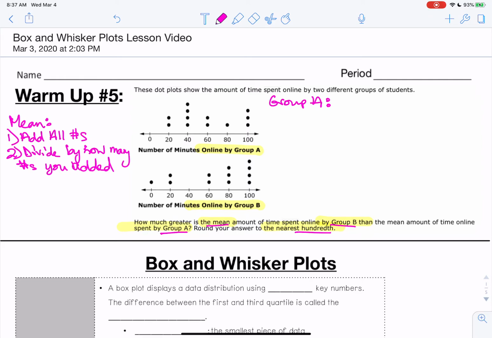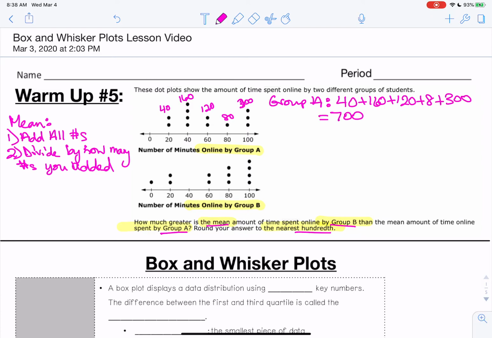Okay, so for group A, they had 2 20s, so 20 plus 20 is 40, right? So I'm going to add 40. 40 times 4 is going to give me 160. 60 2 times is going to be 120. We have 80 once, and then we have 100 3 times, so that's 300. So I'm just going to add up these numbers. So 40 plus 160 plus 120 plus 80 plus 300. And if you add them all up, you get 700.